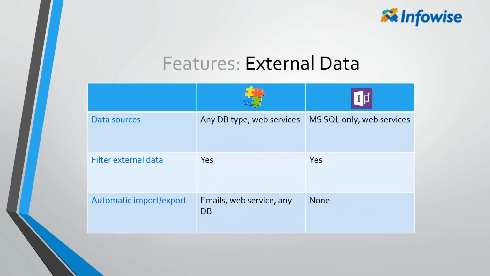Both platforms can filter the external data based on the data on your form. We will see that. And in our case, we can also import and export things automatically, such as we can import emails, web services, any types of databases, and export PDF and so on to email. InfoPath does not do that. Well, SharePoint can import emails, but the abilities are not the same. You cannot exactly compare, because in our case, we can support any source of data, and we can map to any type of field, and we can not only create new items, but we can also update existing items and so on. So let's just see about the data sources.